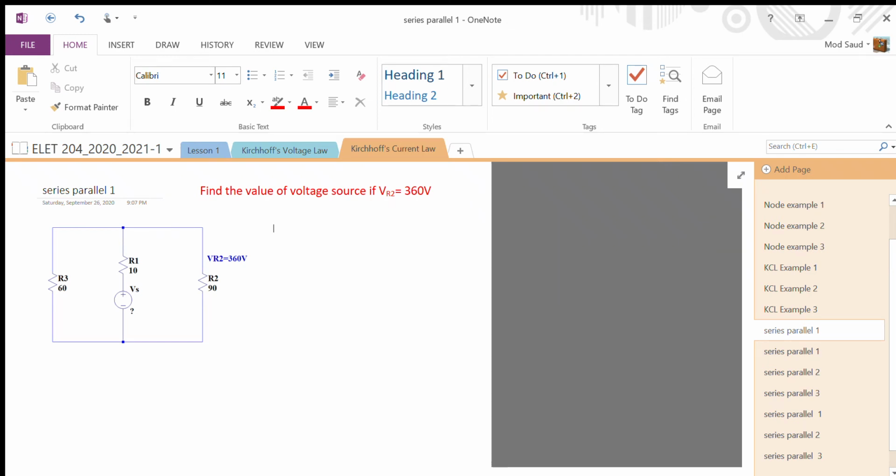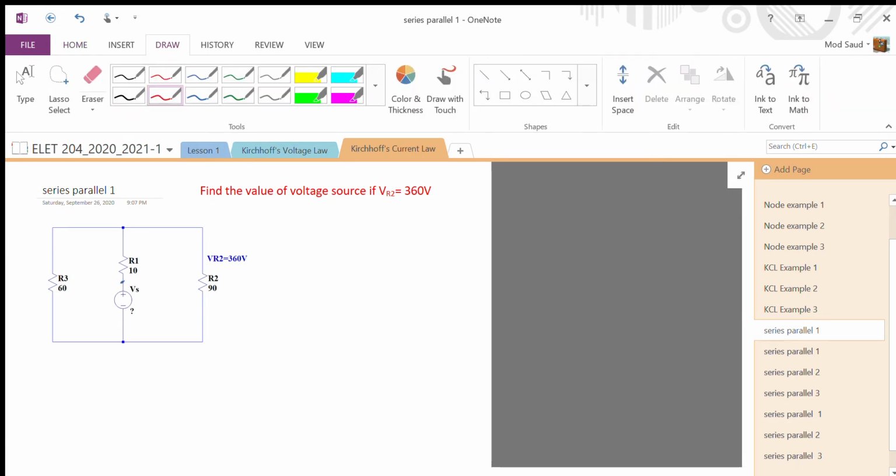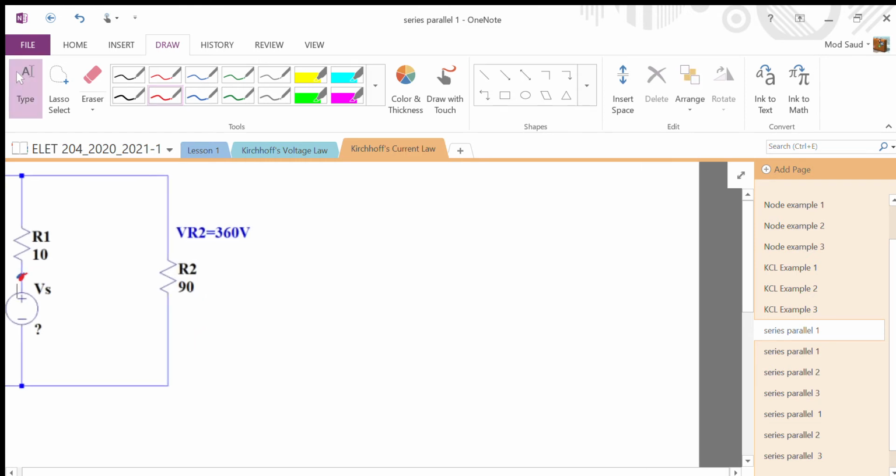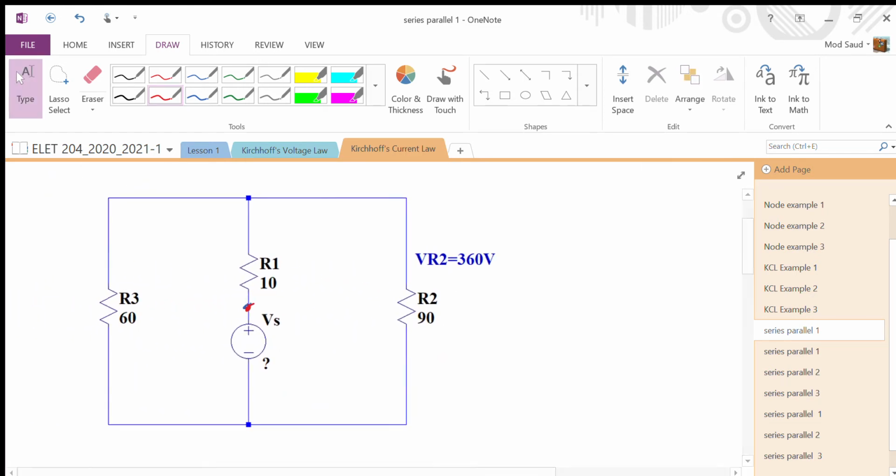This is the first example, a series-parallel example, after we have covered KCL and KVL. To solve this problem, I will start by identifying nodes and how many nodes are in this circuit. Change the color, so this is red. Maybe I will enlarge the picture too.